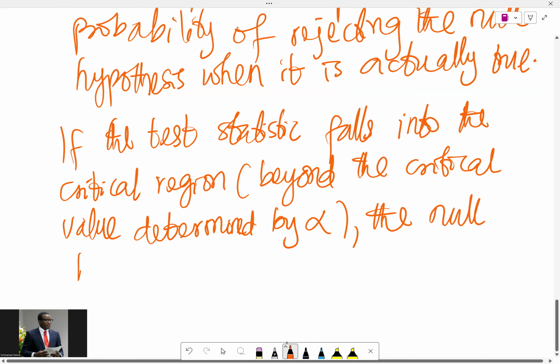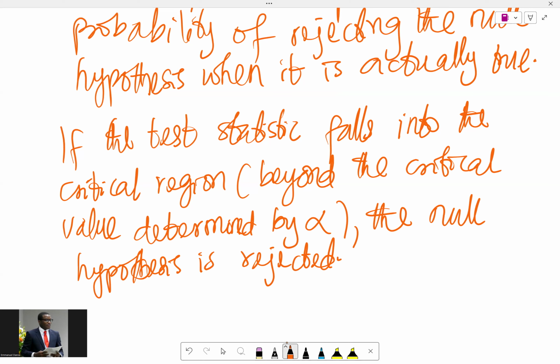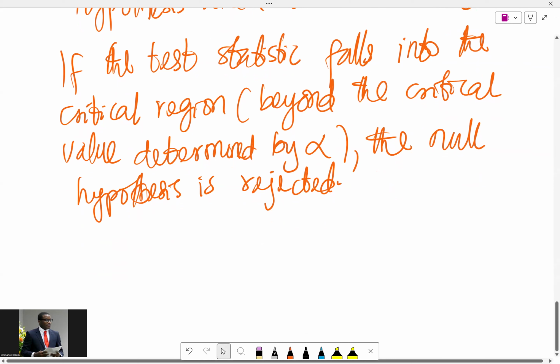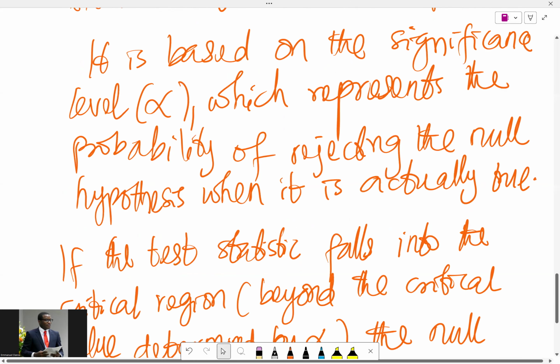The null hypothesis is rejected. Generally speaking, if the test statistic is greater than the critical value, then you reject the null hypothesis. But if the test statistic is less than the critical value obtained from a table, then you fail to reject the null hypothesis, or you accept the null hypothesis as it were. So the null hypothesis is rejected if the test statistic falls into the critical region. That is, it goes beyond the critical value determined by alpha. So that is about the decision rule.